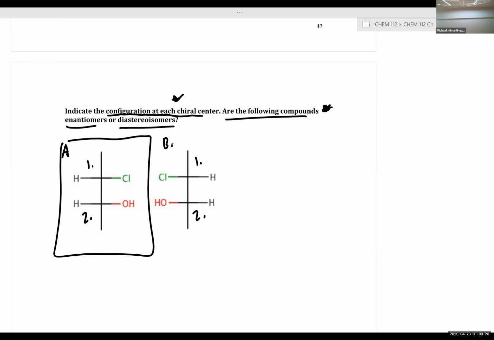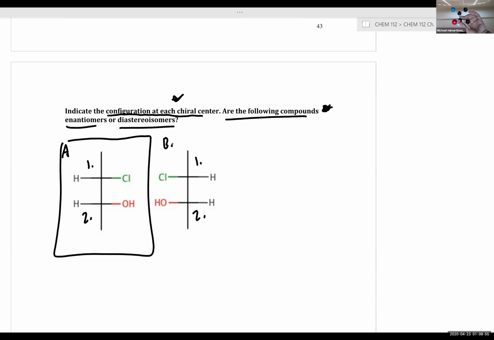So I see a lot of reasonable responses so far. So let's go through and let's start our analysis. So first and foremost, we have our chlorine on the right-hand side, and our oxygen is on the right-hand side, and both of them are pointing out of the plane of the page. What we're now going to do is rotate each of our carbons so our hydrogens are in the back.